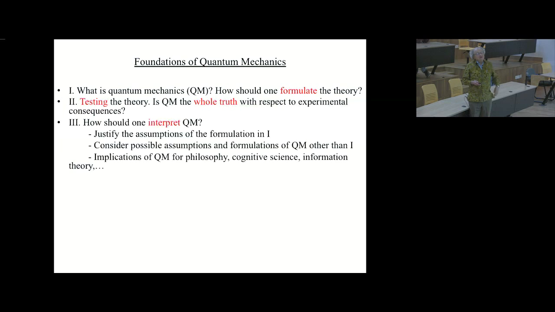The third thing is the so-called interpretations. And that could mean different things. First of all, to justify the assumptions made in this formulation, whatever one's formulation is. Consider alternative assumptions. And then consider the implications for philosophy, cognitive science, information theory, what have you. That is so-called interpretations of quantum mechanics. And fourth, what are the physical implications of this formulation? All kinds of entanglements and quantum information and all kinds of wonderful things.